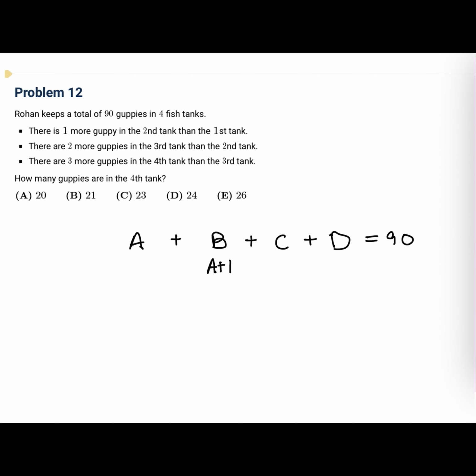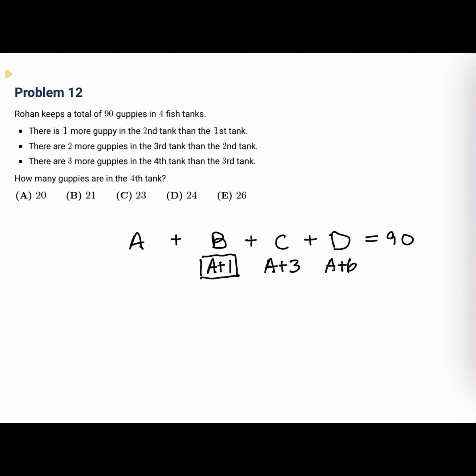The second point says that there are 2 more guppies in the third tank, which is C, than the second tank. If there are 2 more in C than B, that means C is going to be A plus 3. Instead of writing B plus 2, we want to use our common term, so that we can eliminate variables as we go. The fewer variables, typically, the better to solve. Looking at our last point, there are 3 more guppies in the fourth tank, which is D, than C. If there are 3 more in D than C, that means D is going to be equal to A plus 6.